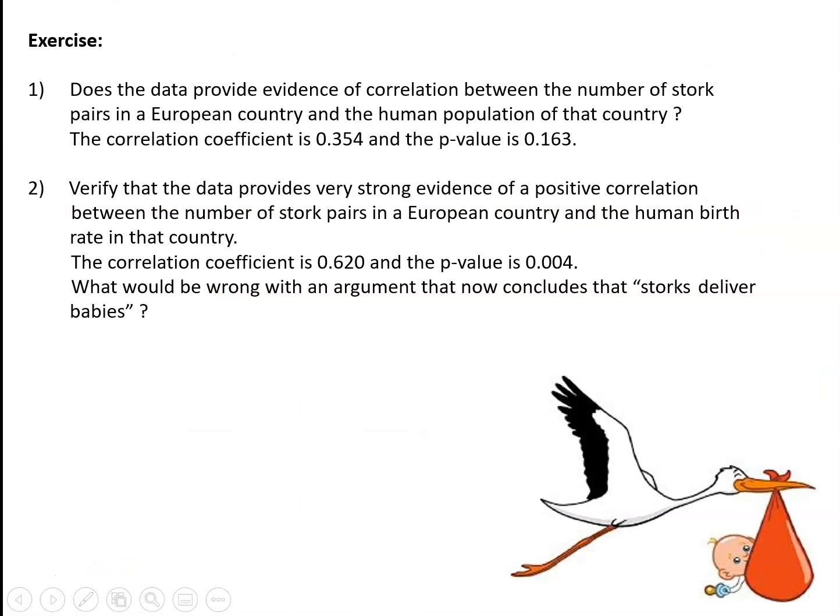Now to finish the video off, there are two questions here, again referring back to the data about European countries and the number of stork pairs in those countries and the population of those countries and the birth rate in those countries. There are two questions for you to answer here. So stop the video at this stage, answer these two questions, take your solutions along to your next lesson, and be willing to discuss them with your teachers and your fellow students. And this finishes our look at using p-values with the correlation coefficient.